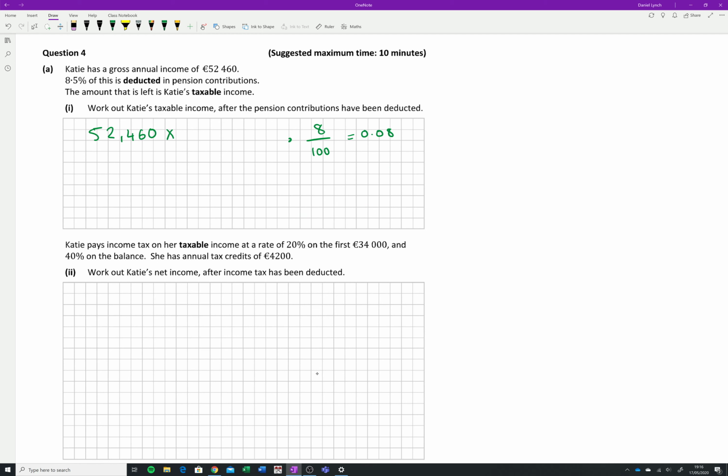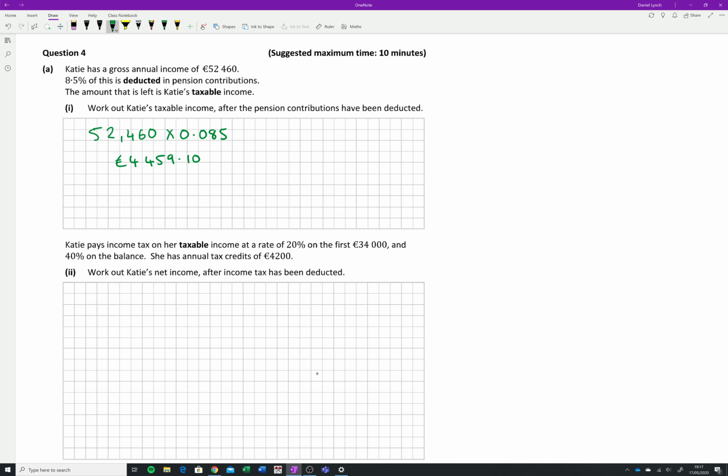So what we want to do here is a couple of things. Here's one example: find out what is 8.5% of 52,460. So 0.085. It turns out that that is €4,459.10. And that's her gross income, so that's what she gets before anything's taken away. 8.5% is deducted or subtracted from it, and the amount that she's left with is her taxable income. So what is her taxable income?